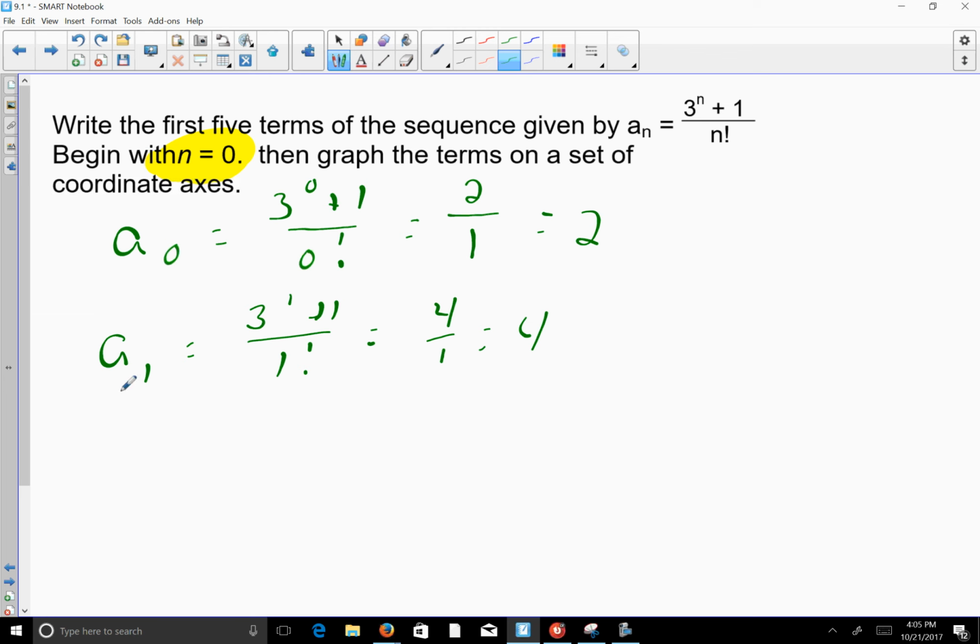Continuing on, it wants the first 5 terms, so I'm going to work on finding the first 5 terms. You work on finding the first 5 terms.